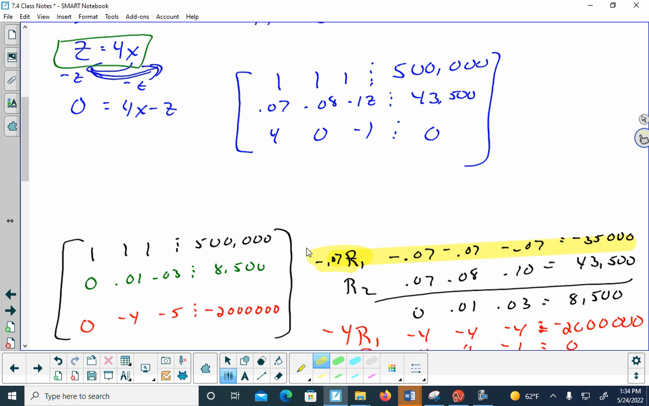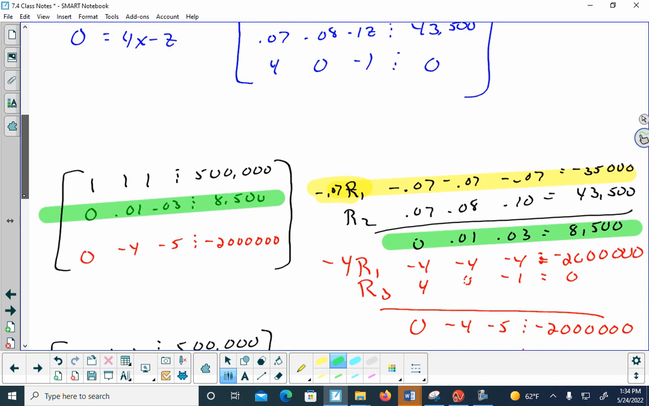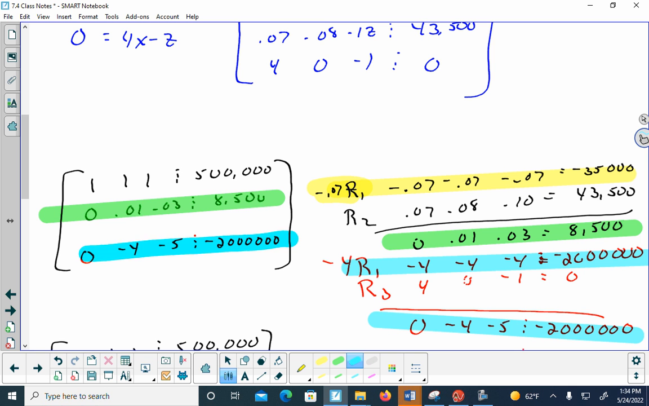I did that to this row. Left row 2 alone, combined it, and I got this new row 2. Now this became my row 2 here. Then I took row 1 and row 3. I multiplied row 1 by -4, so I got that. I left row 3 alone, and this became my new row 3. And there's my new row 3.